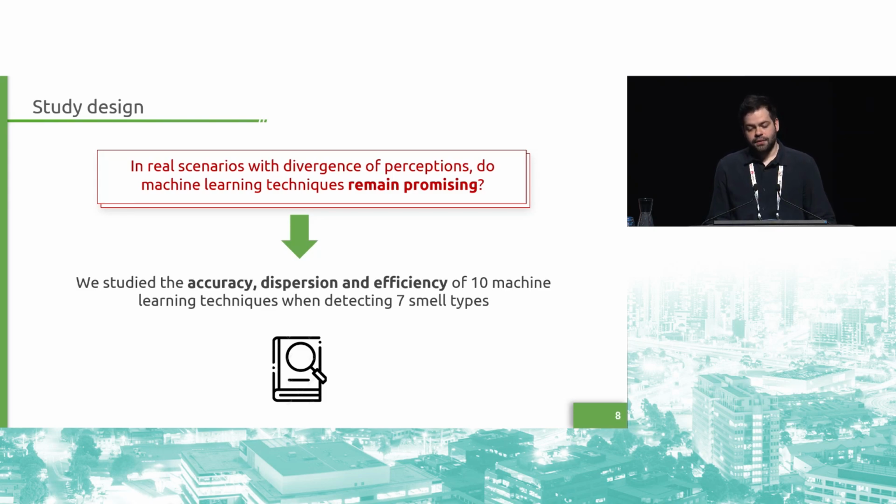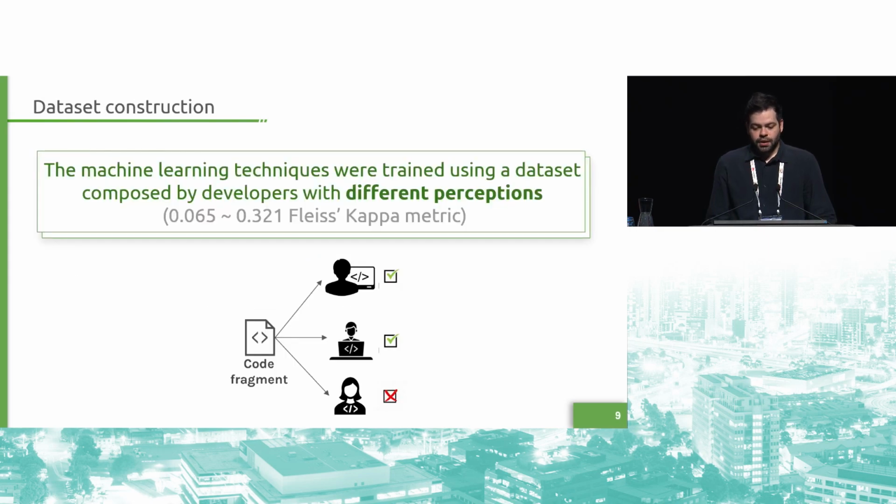And a high efficiency indicates that the technique is able to obtain a high accuracy with a low number of instances used at the training stage. To make sure that we are training the techniques using a dataset composed of code fragments with different developers' perceptions regarding the existence of a smell, we used the Fleiss-Kappa matrix.